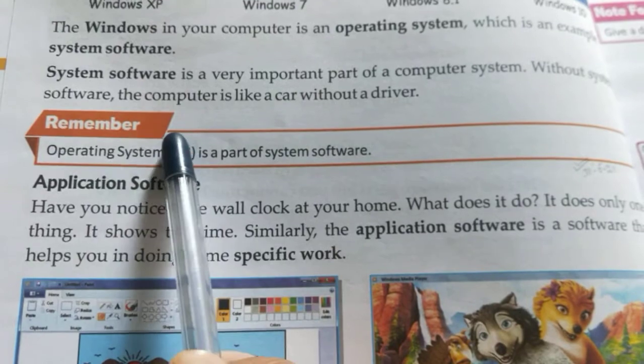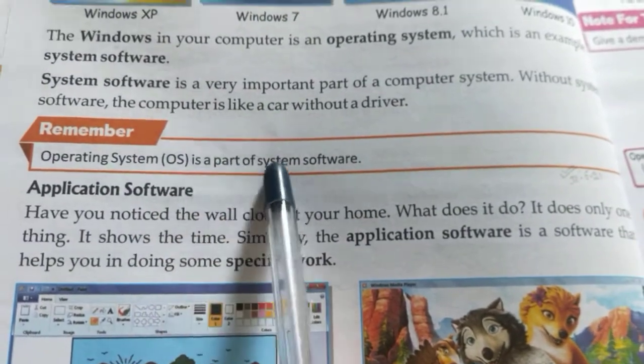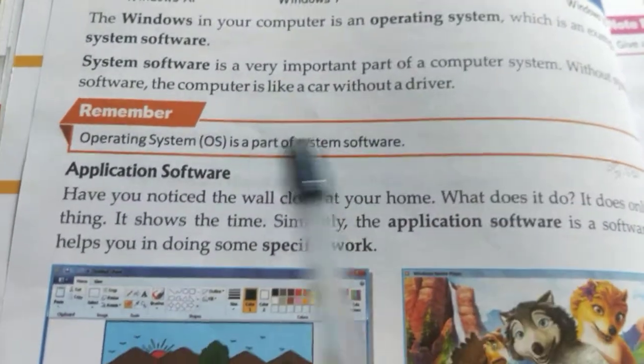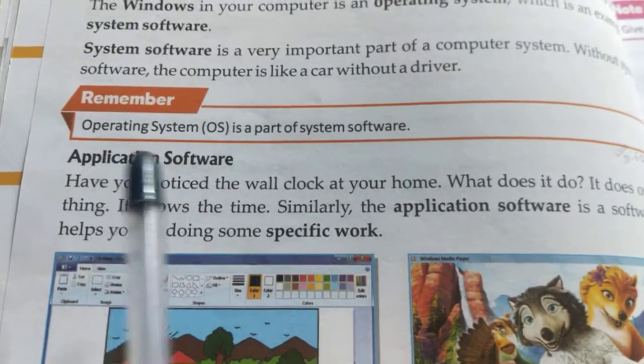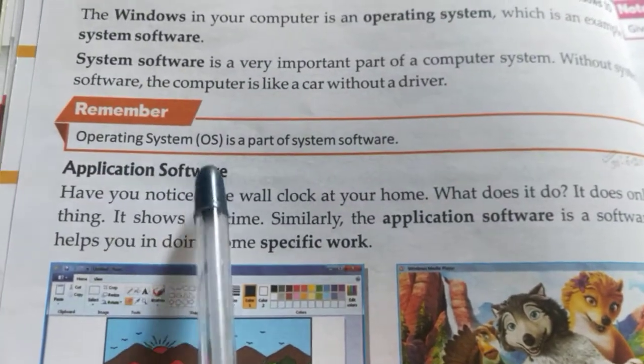Operating system, which is also known as OS, is a part of system software. Now today we are going to learn about application software.